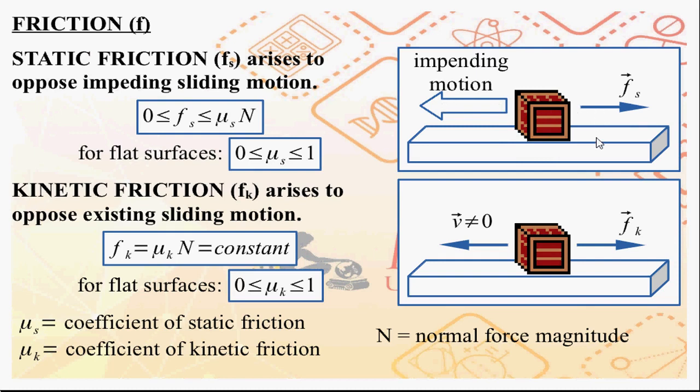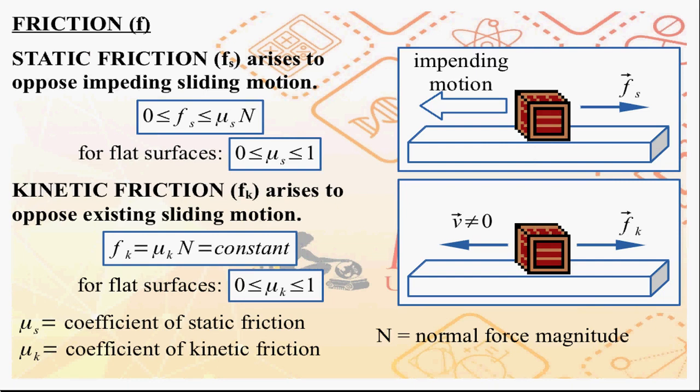The magnitude of static friction ranges from 0 to a maximum value. The maximum value of the magnitude of static friction is given by mu s N, where mu s is the coefficient of static friction, a property of the surface pair involved. Each type of pairing of surfaces will have its own value of coefficient of static friction.